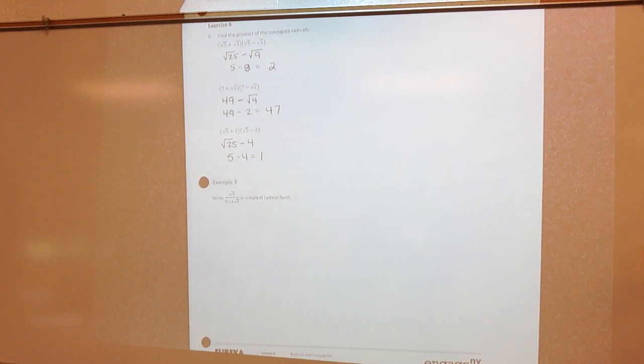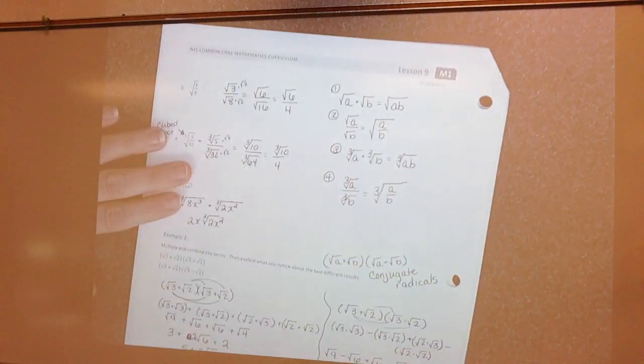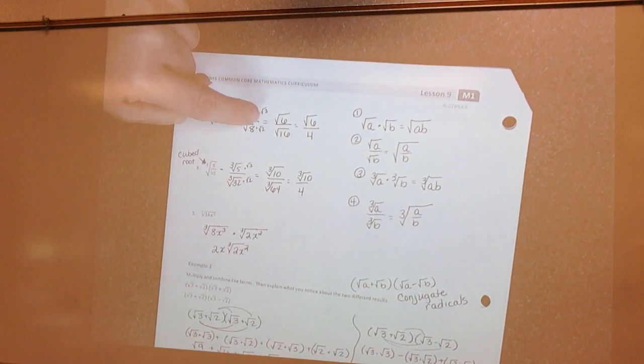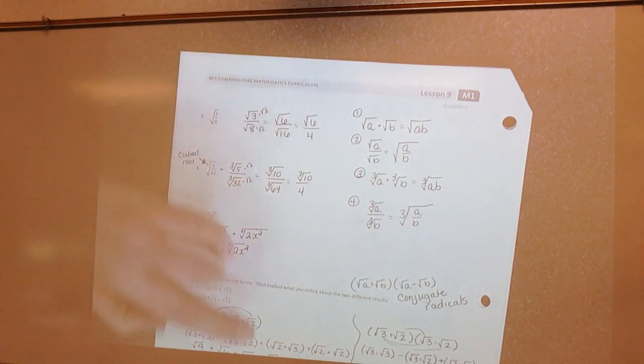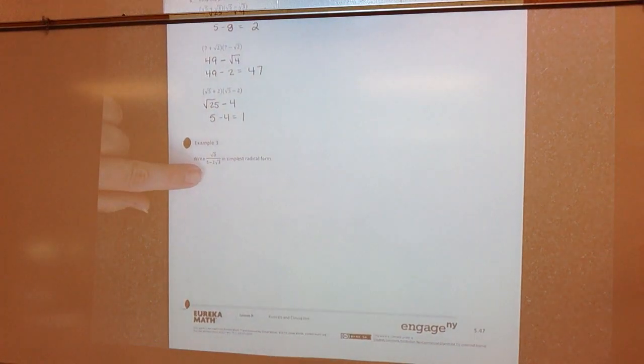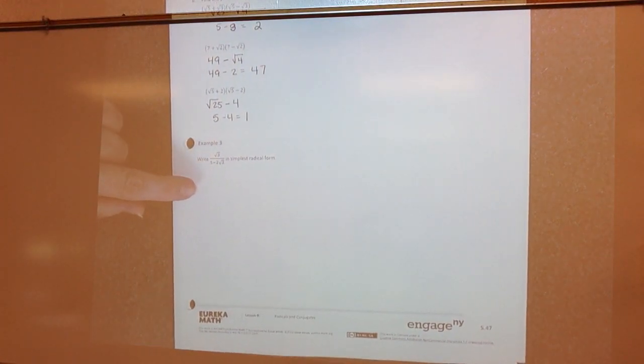Here's what I can do, and this is why they introduced you to what they call conjugate radicals. If you take this back here, we were trying to figure out what we could do to get a perfect square on the bottom. This one was nice because all I had to do was multiply by the square root of 2 to get the square root of 16. This one's not so pretty because it's not just one number. It is 5 minus 2 square root of 3. So I can use conjugate radicals.